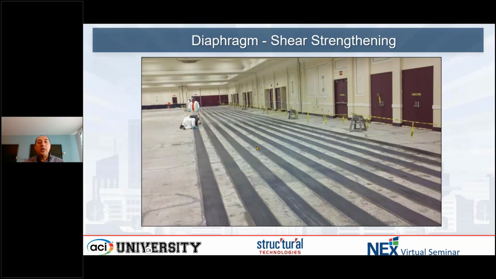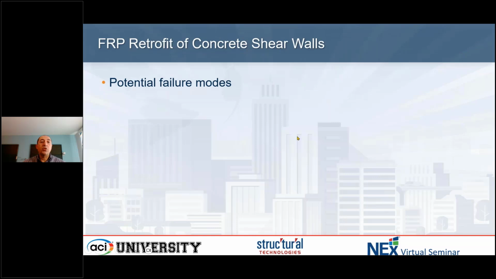Here you can see the FRP layout for the diaphragm. Again, strips at certain spacing to achieve certain capacity. It can be in one direction, can be in two directions, depending on the deficiency. So it would vary from project to project.